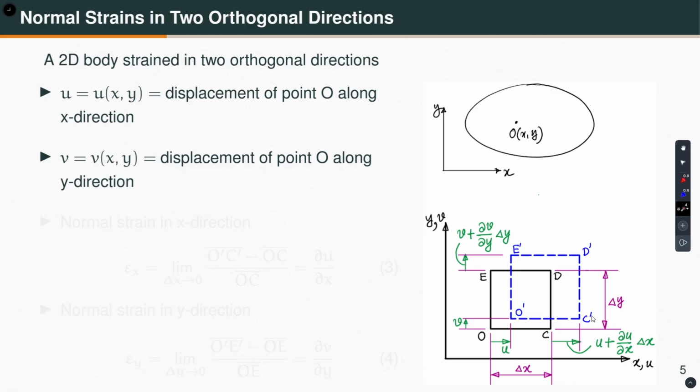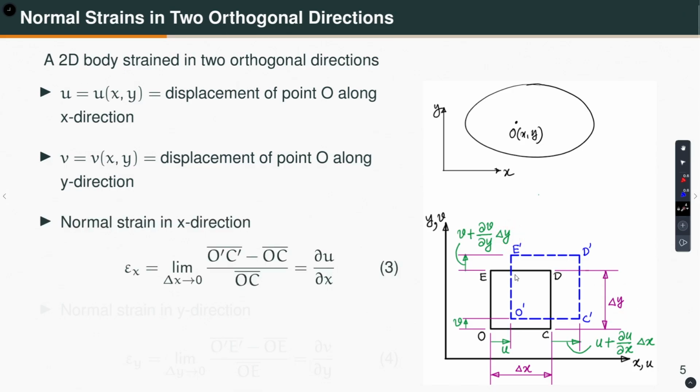Similarly, for the y direction, point O has moved by an amount v and E has moved to E prime by an amount v plus change in v with respect to y, del v del y times its length delta y. So, now we define the normal strain in the x direction, which is epsilon x.